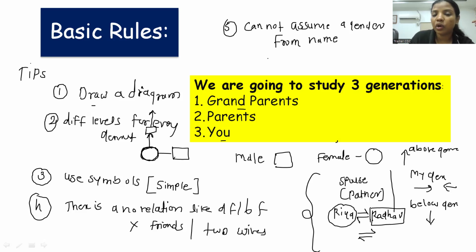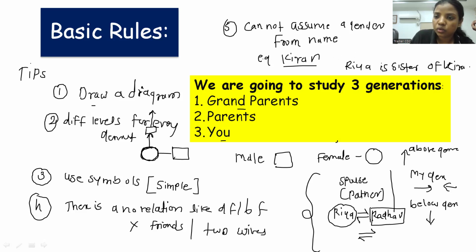Why am I saying this? Because let's take one example: Kiran. Kiran is a name, but we all know that Kiran can be male or female. So if the question says Riya is the sister of Kiran, we can say that Riya is a female and indicate Riya with a circle, but since she is the sister of Kiran, you cannot say whether Kiran is male or female, correct?